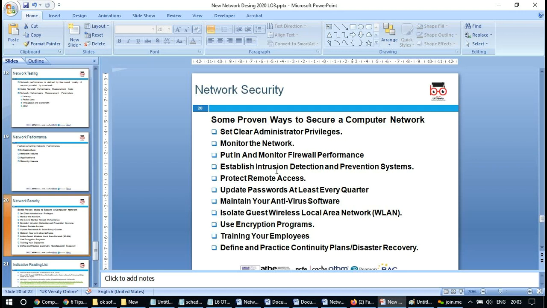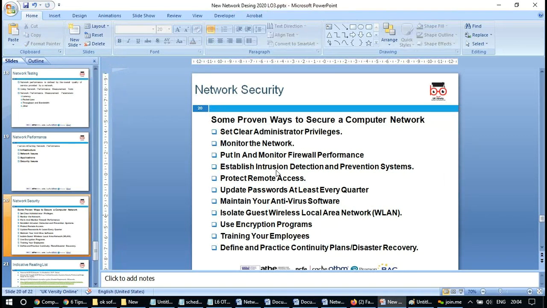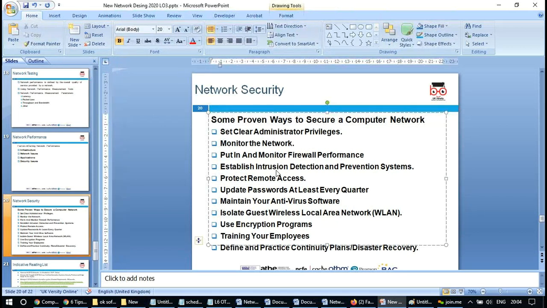Then update the passwords at least every quarter. Maintain your antivirus software. Isolate guest wireless local area network. Use encryption programs. Train your employees. Define and practice continuity plan and disaster recovery. In this way, your network would be secure enough, isn't it?